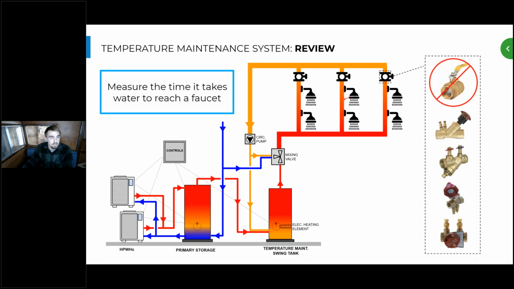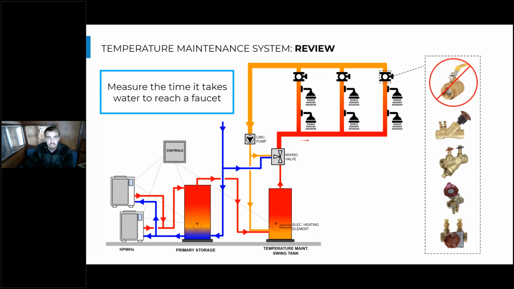So what we're doing is we're going to put a circulation pump here, and we're going to constantly circulate water around this loop to make sure that there's always access to that hot water. So we're not turning on fixtures and wasting all that cold water before we can get access to the hot.